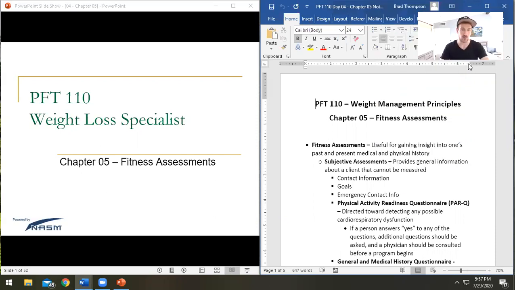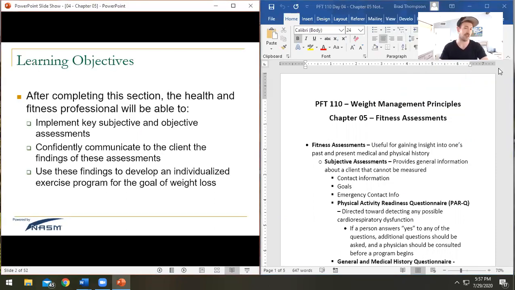Diving right in here, with my learning objectives, my resolution was to stop skipping these slides. After completing this section, we'll be able to understand the key subjective and objective information regarding fitness assessments. So we'll understand the differences between those two, how to confidently communicate about these fitness assessments, and most importantly, use those findings to develop an individualized program, primarily for the goal of weight loss, right?